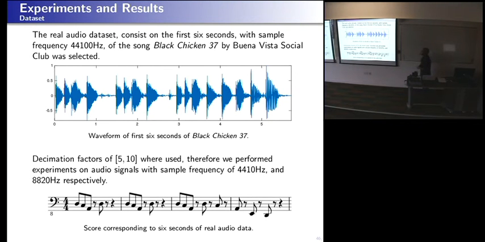For the real audio dataset, we used the first 6 seconds of Blind Chicken 37 by Buena Vista Social Club. This is because we only have one instrument here, and it corresponds to a bass melody. The aim is to model the complete signal, but so far we have been able to model only the first 0.7 seconds of this, I mean the first three sound events. This is because if we make the time series larger, then the matrix we need to invert becomes bigger. So that's one problem we need to address.